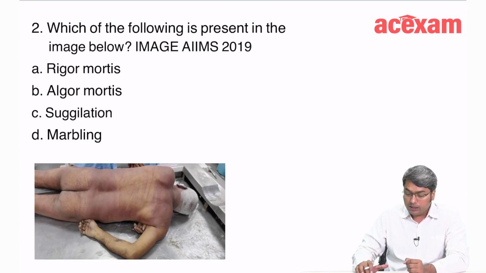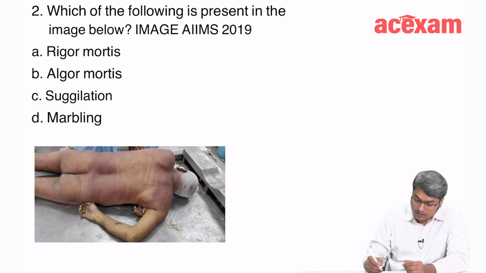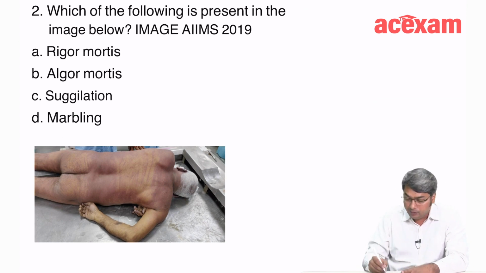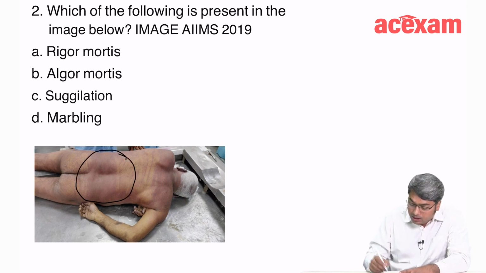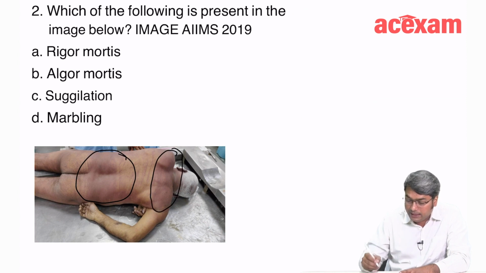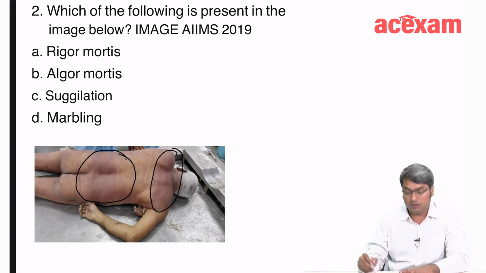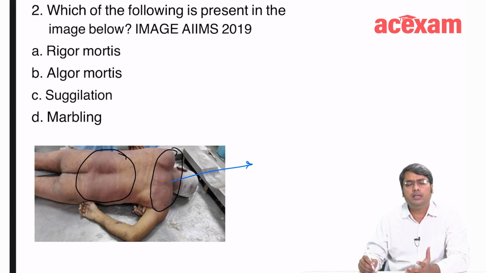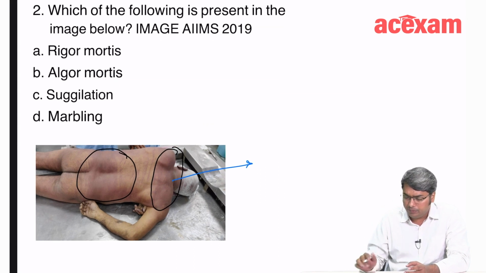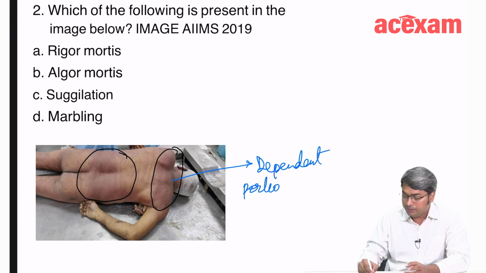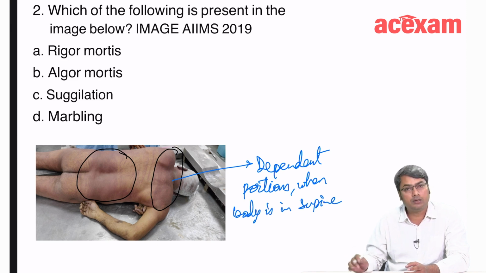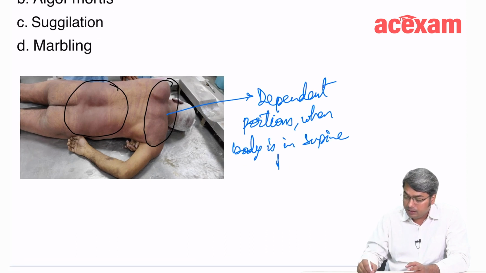Next, which of the following is present in the image below? Again, a similar question has been asked repeatedly, and you can see that there are these purplish or dark red areas on the back of the body. So what are these areas actually? These are nothing but the dependent portions of the body if the body lies in supine position. Dependent portions when body is in supine position, right. And these are the areas where the blood gravitates.